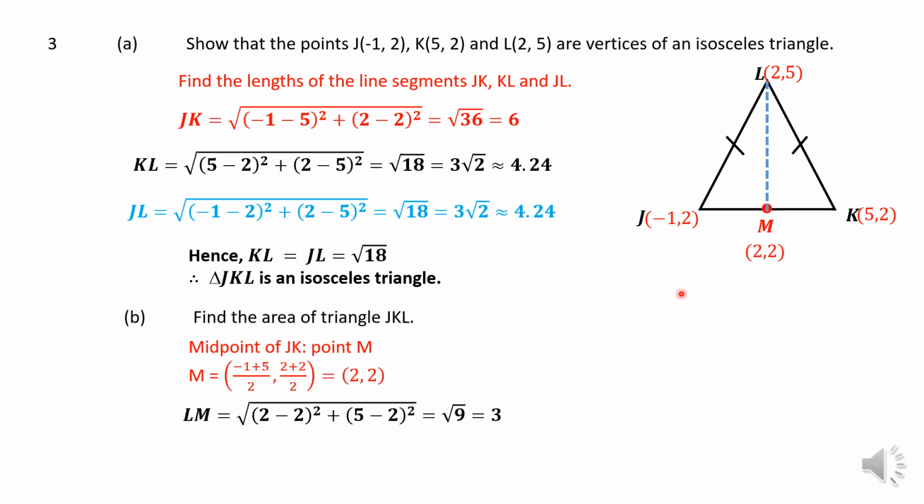So now we know our height is 3, we know our base is 6, so we can therefore now calculate the area by saying half times 3 times 6, which is 9 square units.